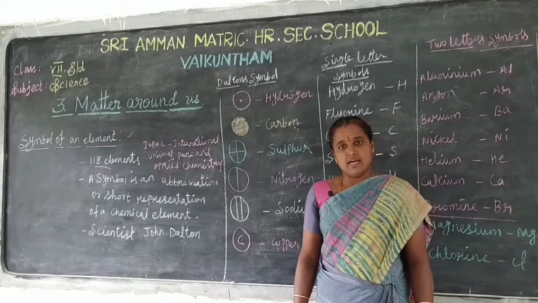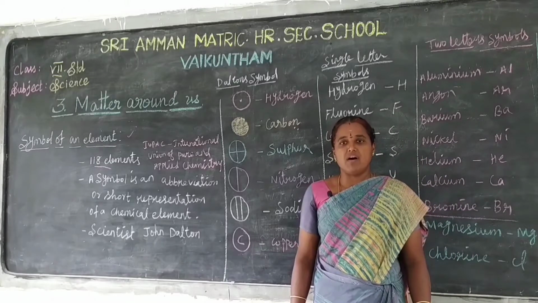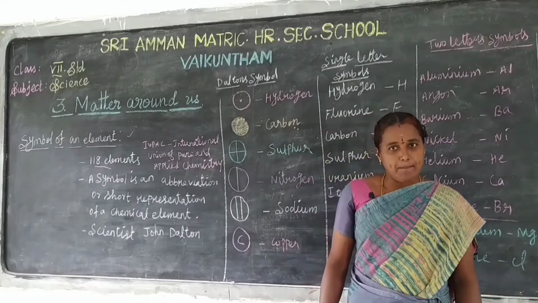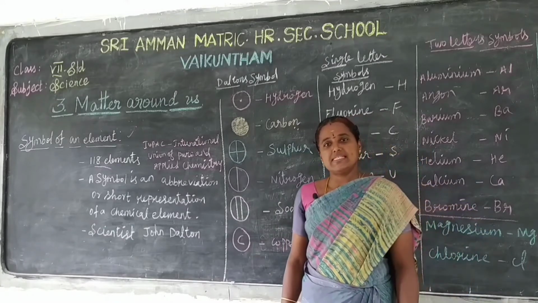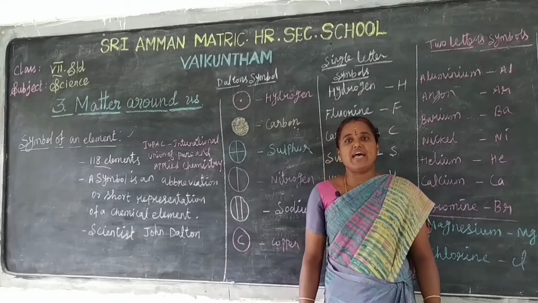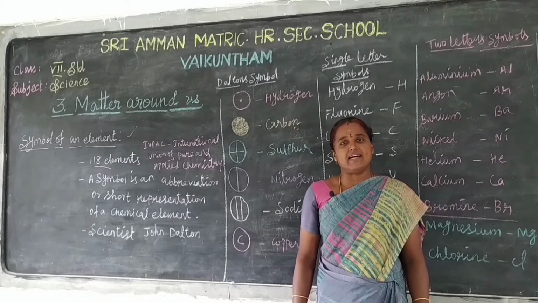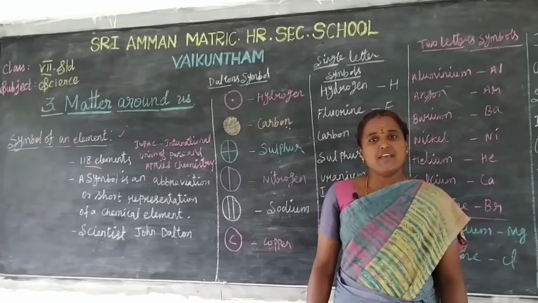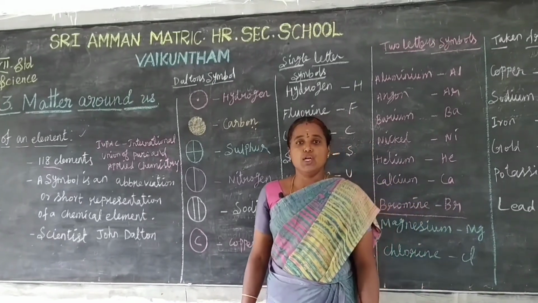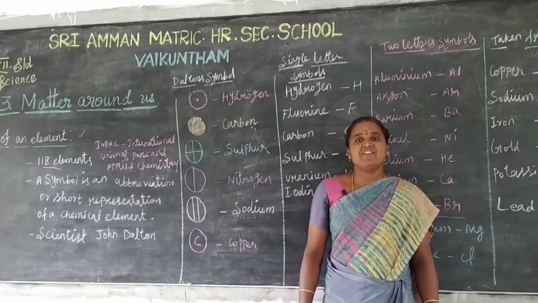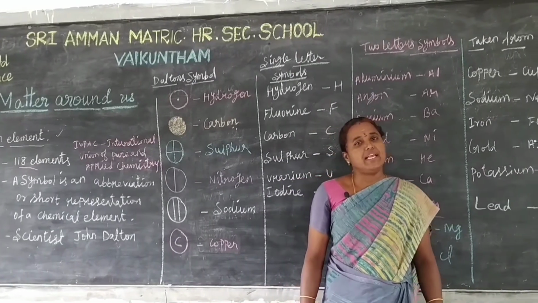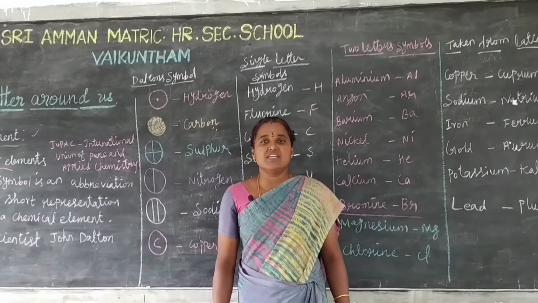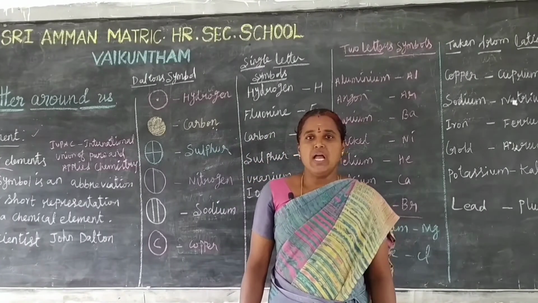For example, the name copper was taken from Cyprus. Some names were taken from specific colors. For example, gold was taken from the English word meaning yellow.